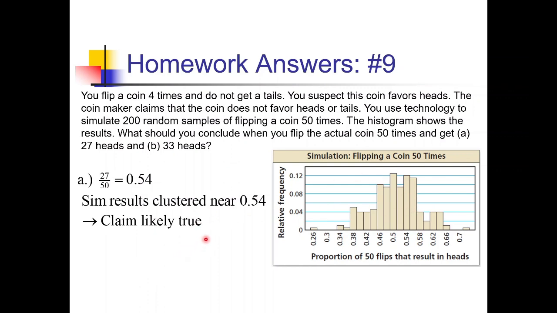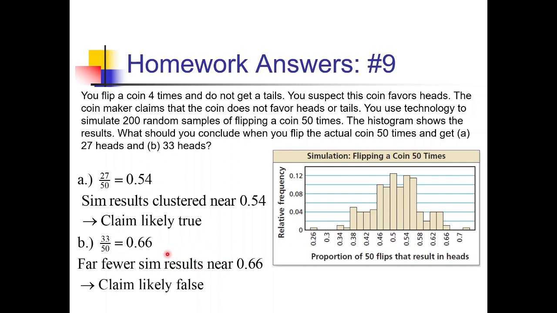Now for the other situation, 33 heads, the proportion on that, 33 over 50, that's 0.66. Taking a look at that in our simulation, that's over here. There are not a lot of results really clustered near there. There's a few to the left, but very few as we move further to the right. So relatively few results near 0.66. So this claim that it's a fair coin is likely going to be false then compared to the general population here.